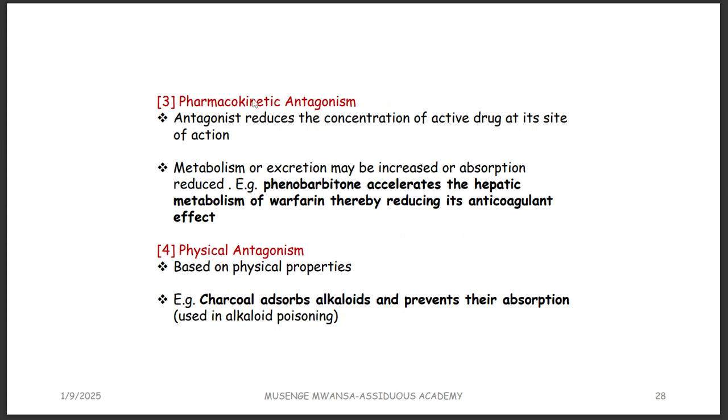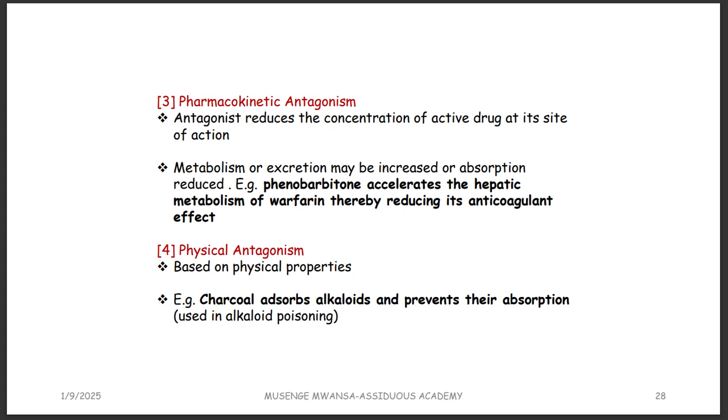Okay. And then you have pharmacokinetic antagonism. This is where you have an antagonist that reduces the concentration of active drug at its site of action. So metabolism or excretion may be increased or absorption reduced. You get what's happening there? So the antagonist will simply reduce the concentration of the active drug. Let's say you give drug A. When it goes into the body, it is going to interact with the receptors. Now antagonists are supposed to stop the work of that drug. But this antagonist is not binding to the receptor.